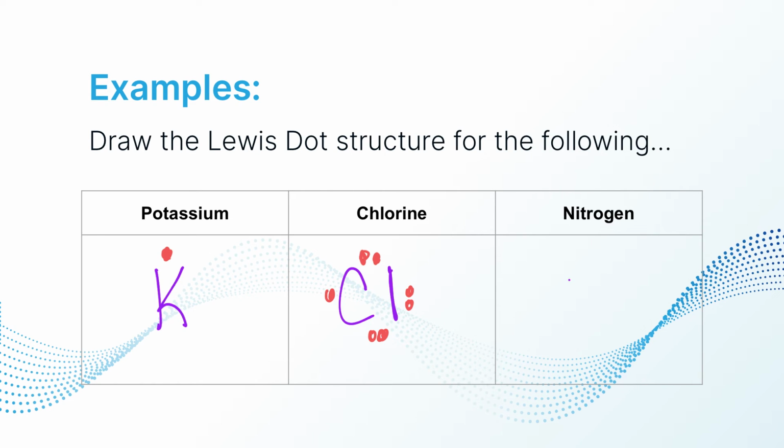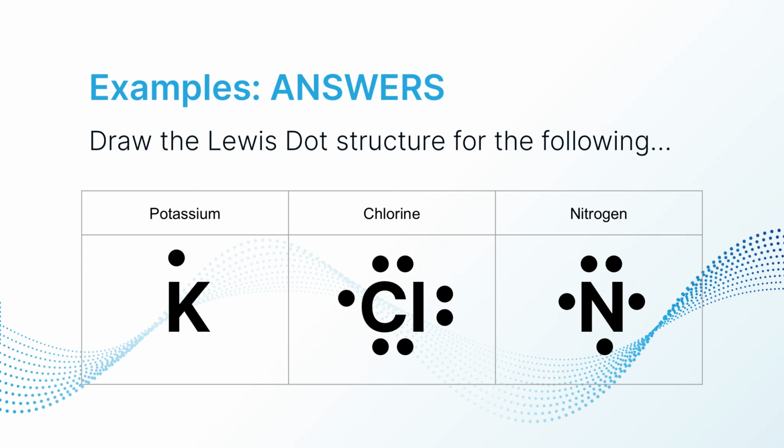Nitrogen's atomic symbol is N. Nitrogen has 5 valence electrons. So I'm going to draw 1, 2, 3, 4, and then double up top. Here is a much nicer drawing of what we have just done.